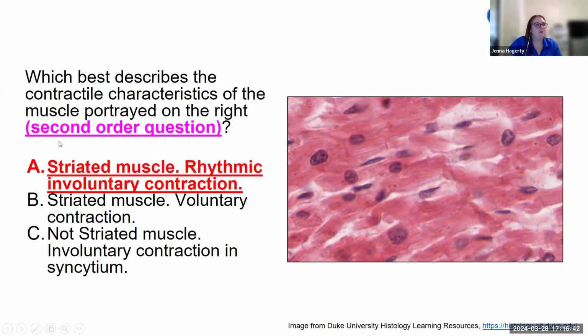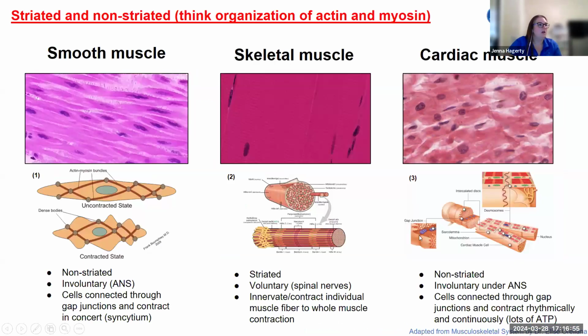So again, a lot of you chose A, which is the correct answer. This muscle is cardiac. It is striated muscle. And it causes a type of rhythmic contraction, which is under involuntary control. So I put together another slide for you all. And this is adapted from Dr. Oriana's information that she gave you to break down the information a little bit more.